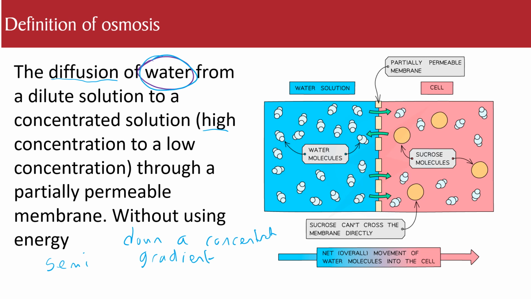Okay, so this diagram shows it here. What we've got here is water and a cell. Because there's a high concentration of water on the outside, osmosis is the movement of a high concentration of water here to a lower concentration of water here across a partially permeable membrane. Now, sucrose can't go in the opposite direction because it's too big to go through the actual holes in the membrane itself.